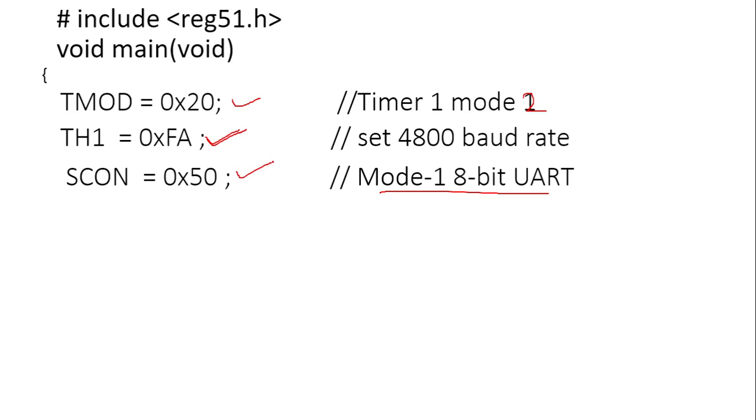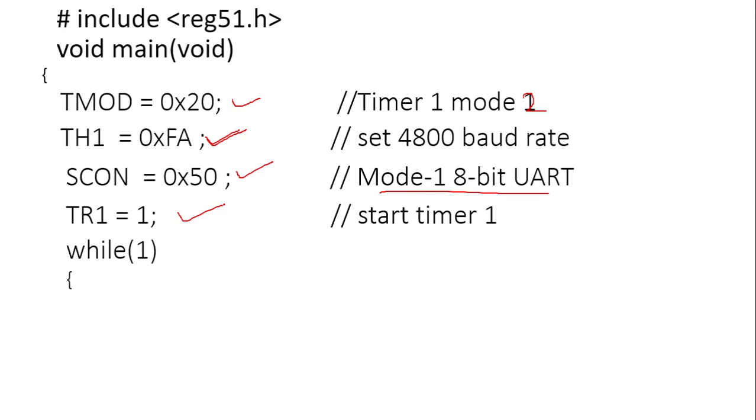Now it's time to start the timer, and the timer is started by making the TR1 bit 1. TR1 is the timer run bit of timer 1, and when this bit is 1, the timer will start ticking, it will start working. Now what is to be done? I have to send capital A over the TXD line, and I have to do it continuously. In order to do a particular thing continuously in a C program, we have to write that whole block of code in while 1. While 1 means repeat forever.